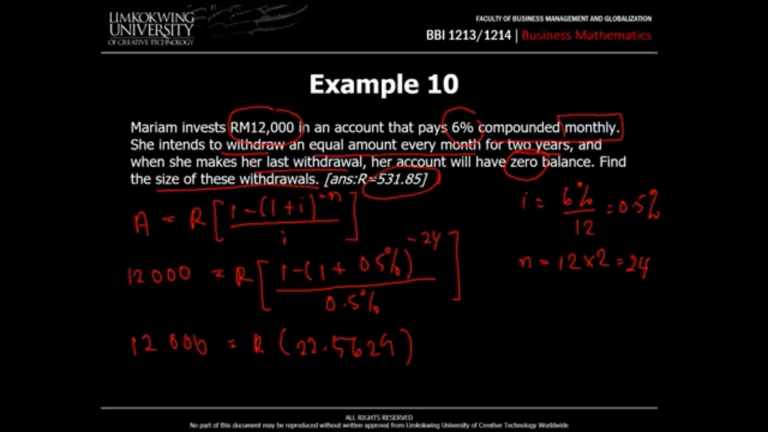12,000 divided by 22.5629. Yes, so the answer is 531.85. This one you have to put 2 decimal numbers because this is money. Okay, this one, to make it accurate, you take it to 4 decimal numbers. If you take 2 decimal numbers, then the value will be a bit different.